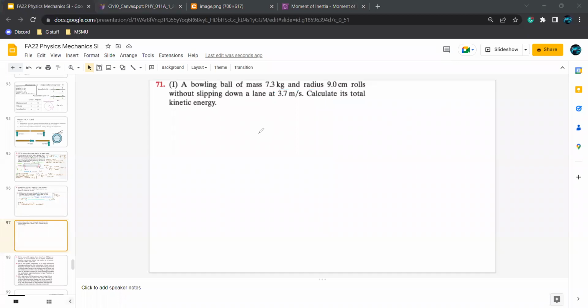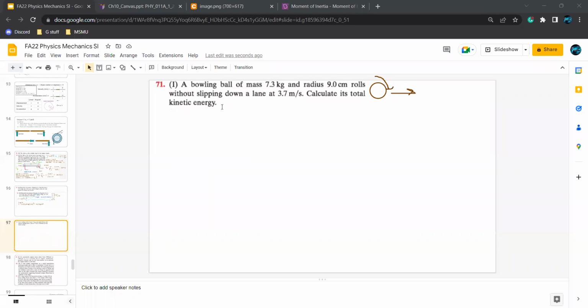Alrighty, so you've got a bowling ball. It's not on an incline, but it is rolling. So let me draw this. And it's rotating, right? Because that's what it means by rolling. Anyway, it's rotating, and it's also moving.